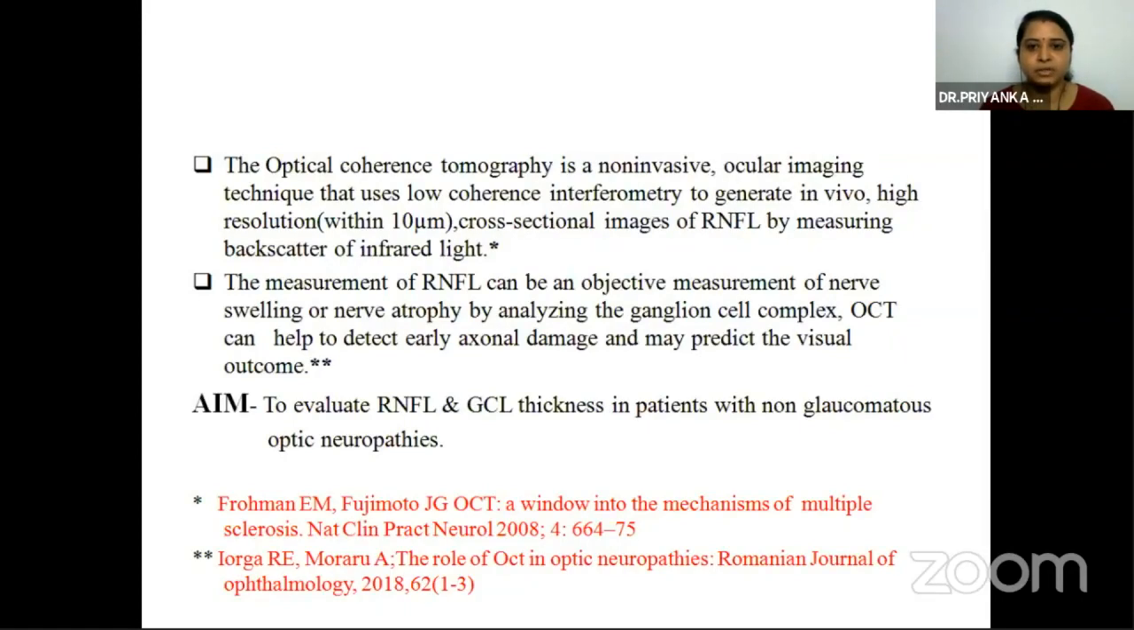within 10 micron cross-sectional images of the RNFL by measuring backscatter of infrared light. The measurement of RNFL can be an objective measurement of nerve swelling or nerve atrophy by analyzing the ganglion cell complex. OCT can help to detect early axonal damage and may predict the visual outcome.